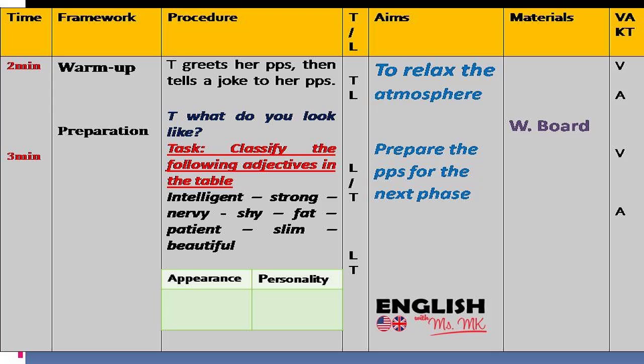Here, maybe they don't know what personality is, and they won't be able to classify the adjectives of personality in the right column, but they know appearance, and they may know the adjectives that are attributed to this word. So, when they classify the adjectives for appearance, they are going to classify the other adjectives in the other column.